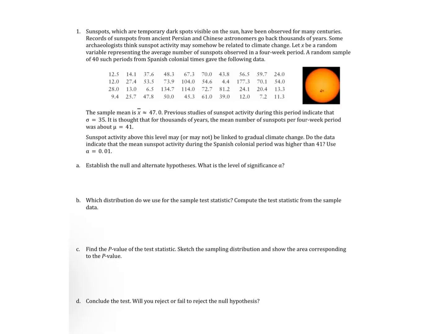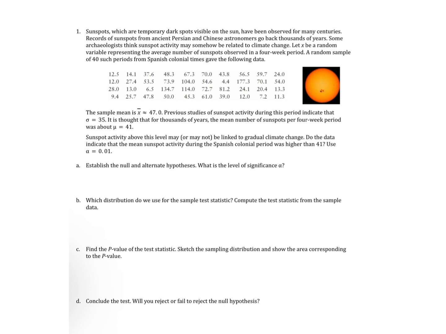Here's an example. Sunspots, which are temporary dark spots visible on the sun, have been observed for many centuries. Records of sunspots from ancient Persian and Chinese astronomers go back thousands of years. Some archaeologists think sunspot activity may somehow be related to climate change. Let X be a random variable representing an average number of sunspots observed in a 4-week period. A random sample of 40 such periods from Spanish colonial times gave the following data.